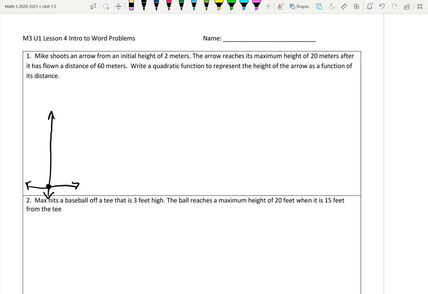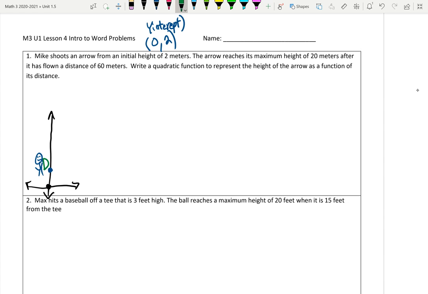So when it says Mike shoots an arrow from an initial height of 2 meters, that means this guy Mike is here at an initial height of 2 meters. This means it's a y-intercept, and a y-intercept will always have the value 0 to the left and right, and then 2. So this is where Mike is going. Let me draw Mike. Mike is over here, and he's shooting an arrow from an initial height of 2 meters. This arrow is going to shoot.